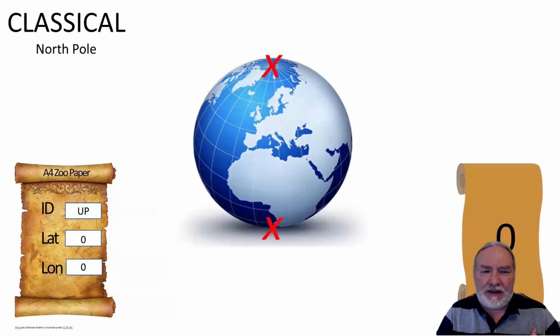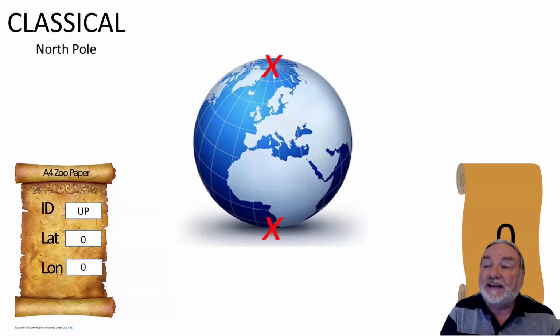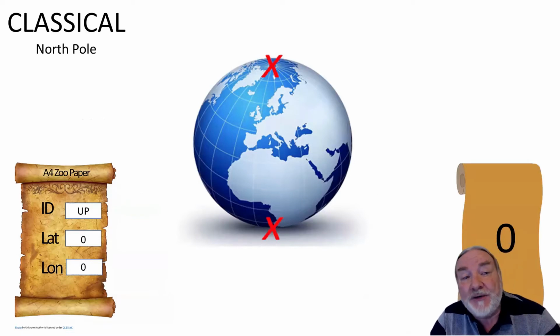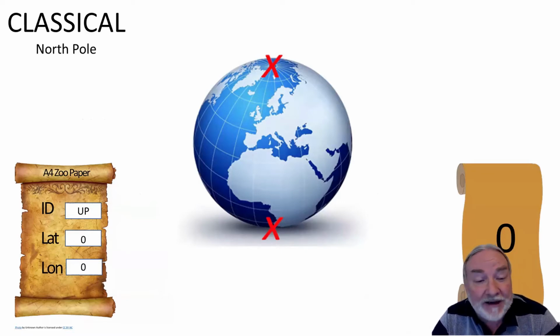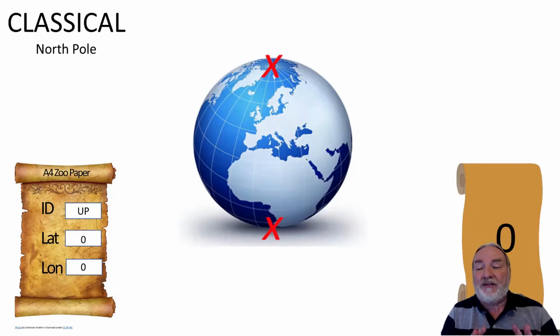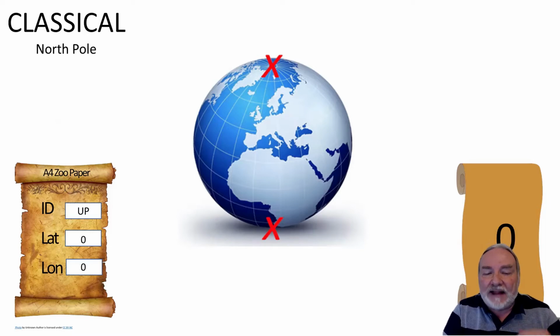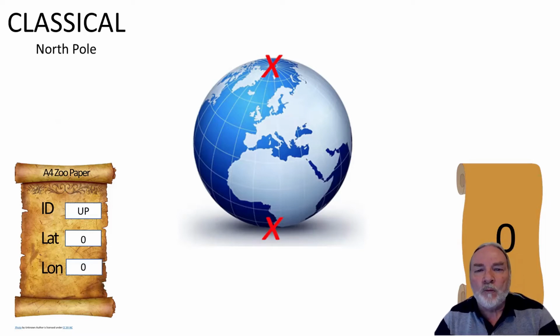Now, for the classical Earth, I'm just going to take the North Pole. There's a zoo paper for every single location, whether it's classical or quantum. The zoo papers, there's only 2 for classical. One's up, one's down, one's 0, one's 1. There's not much going on here. So there are only 3 fields, and I'm going to call them the ID and the latitude and longitude. And of course, it doesn't really make sense in the classical world.